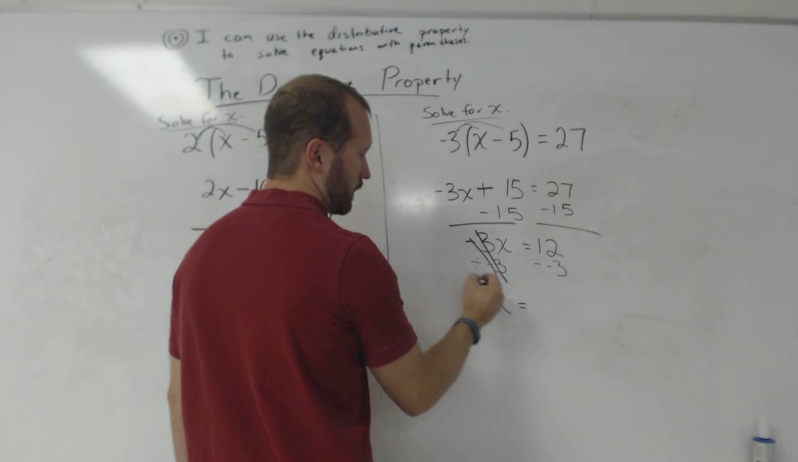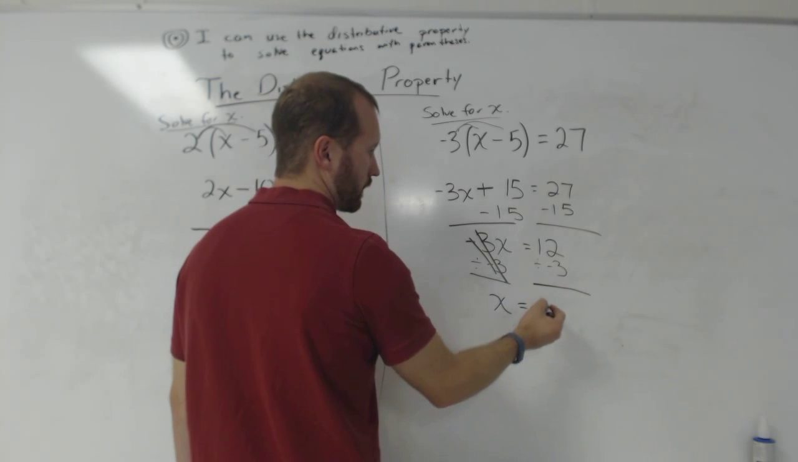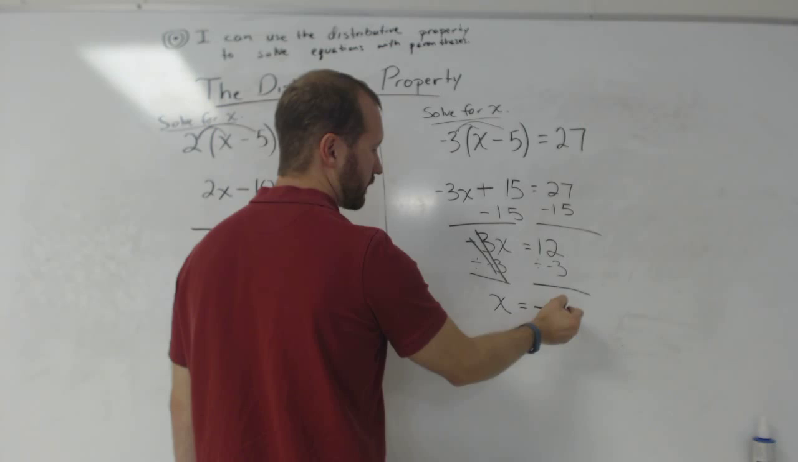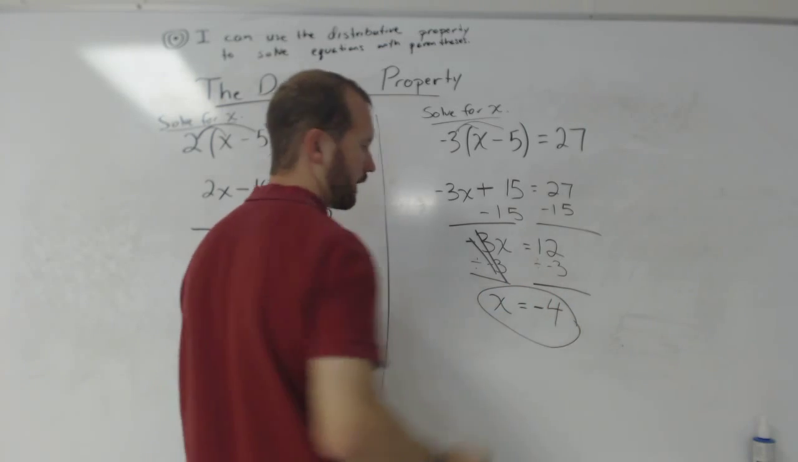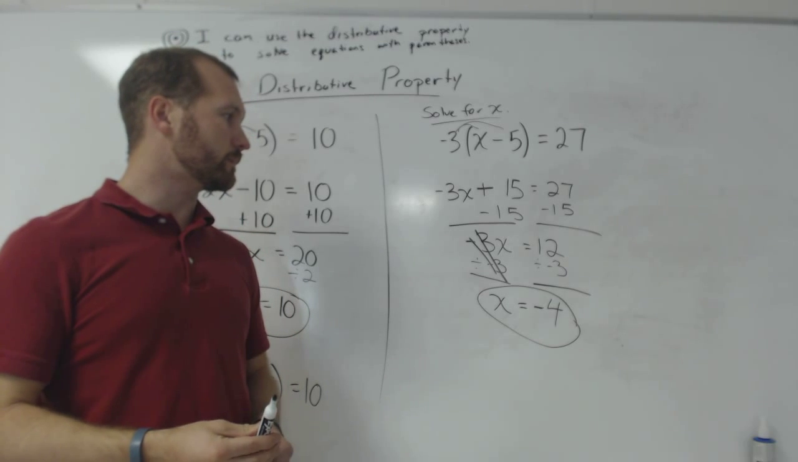What is 12 divided by negative 3? Negative 4. Yeah, a positive divided by a negative is a negative. 12 divided by 3 is 4. And that's it. Negative 4. That's all there is to it.